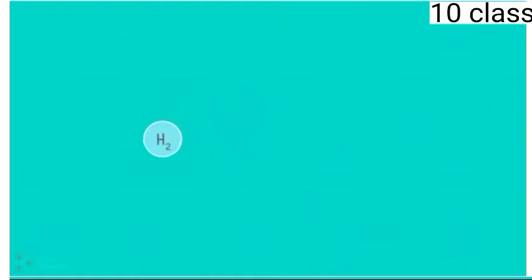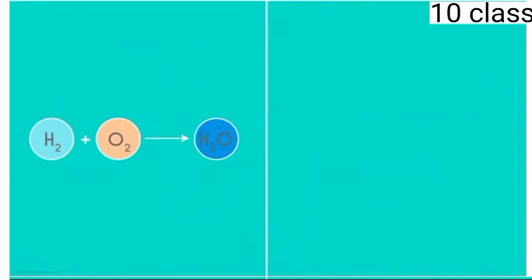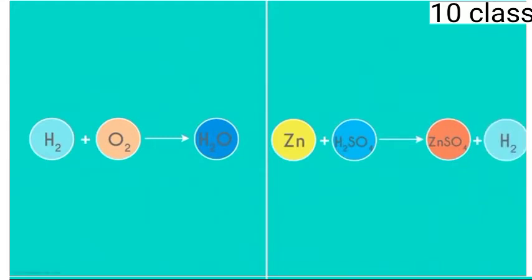In the previous part of the video, we'd seen that hydrogen and oxygen react to form water. Let's talk about another chemical equation. Zinc reacts with sulfuric acid to give us zinc sulfate and hydrogen. Do you notice something interesting about these two equations?